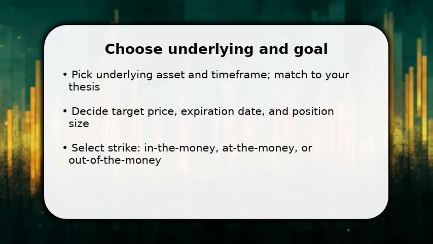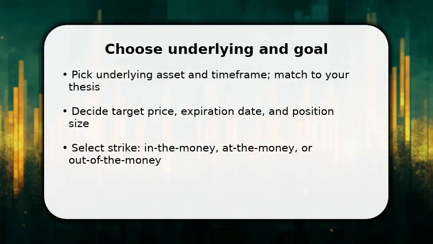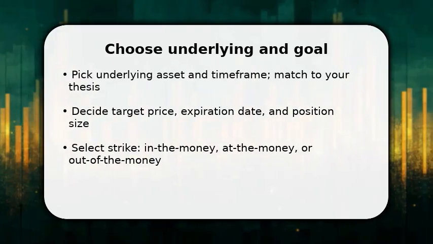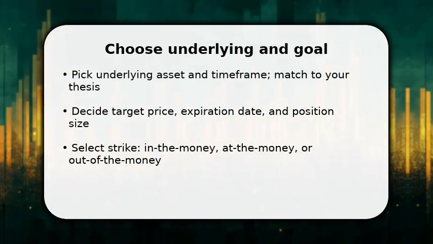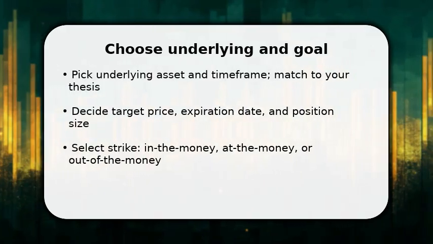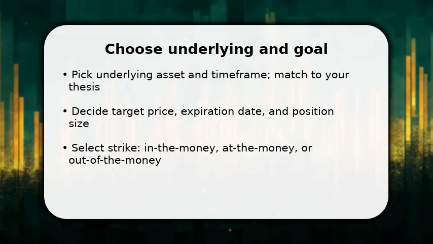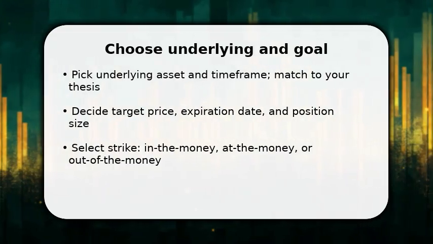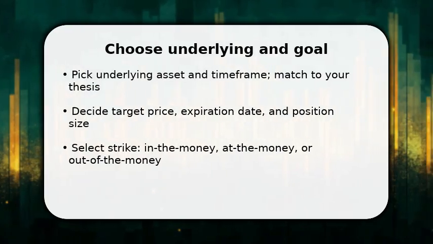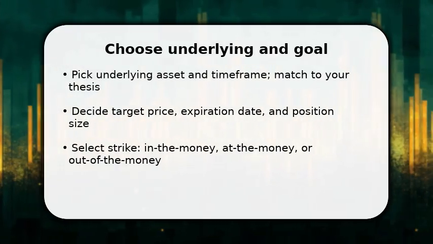You begin by defining your objective and selecting the underlying stock or ETF. Decide whether you want directional leverage, income, or protection. This shapes strike and expiration choices. Next, pick a time frame that fits your thesis, near term for catalysts, longer for trend conviction. Once done, determine position size relative to risk capital and set a max loss.